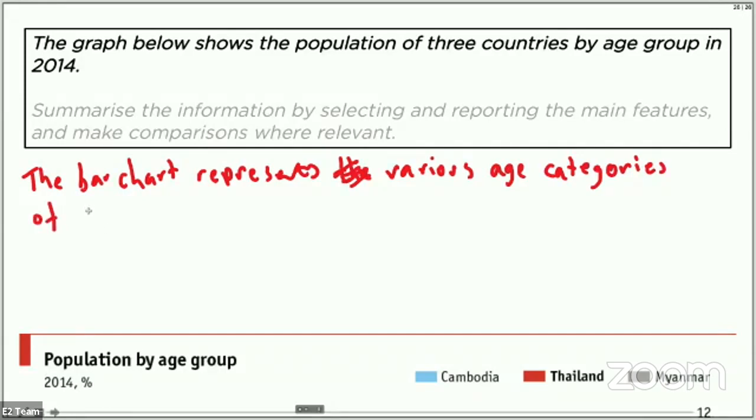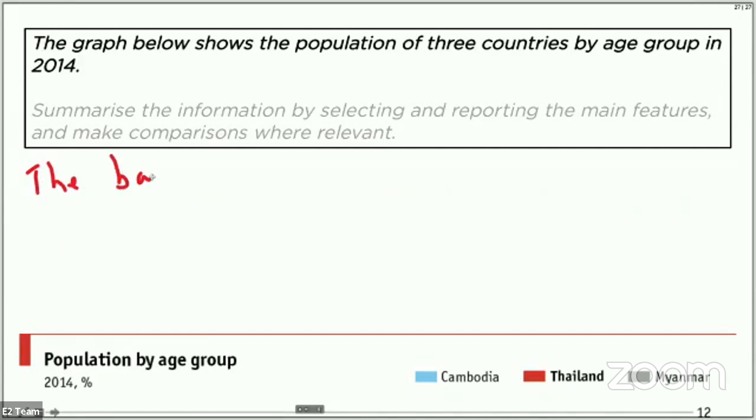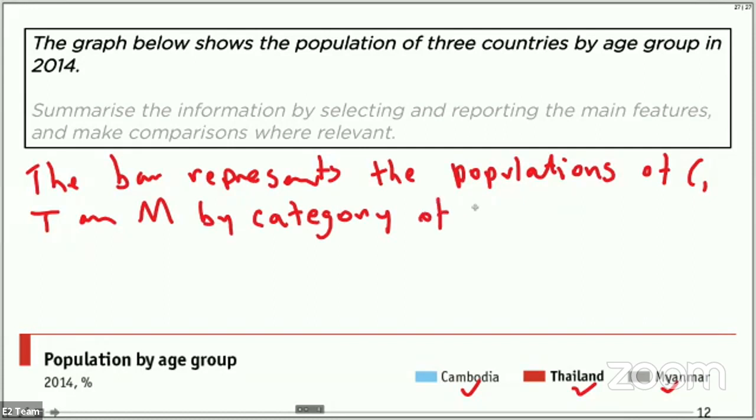Of Cambodia. No. That's not good enough. I'm going to start again. Let's start again. The bar graph represents, okay, good. This is better. Represents the populations of, instead of saying 3 countries, I'm going to name them Cambodia, Thailand, and Myanmar. I'll just say C, T, and M. In the real exam, I would write the whole thing. The bar graph represents the populations of Cambodia, Thailand, and Myanmar. And then I would say by age group or by category of age. Okay, this is better. By category of age in 2014. Okay, good. Now this has really captured the exact same meaning of this, but in a different way.